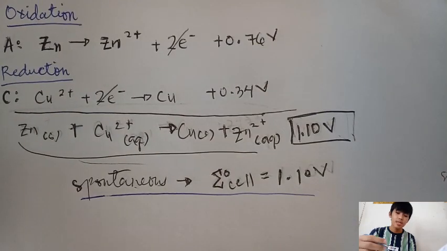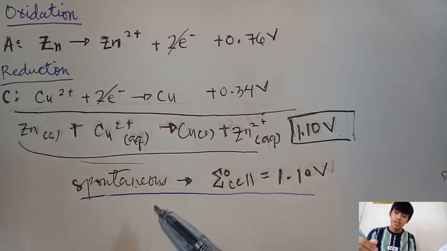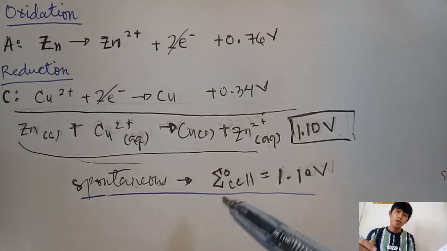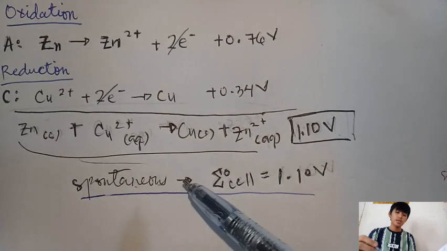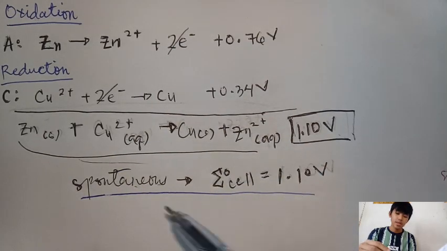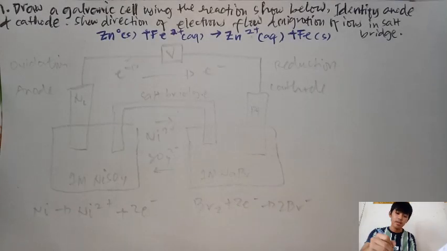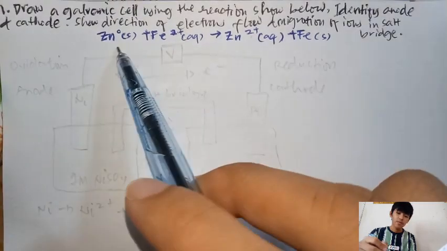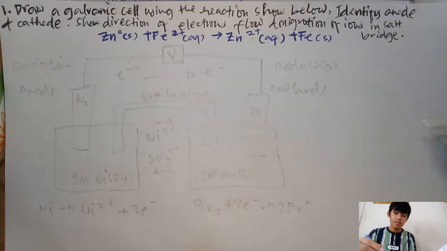In a galvanic cell, the cell potential has to be positive, and whenever we have a positive cell potential, we have a spontaneous reaction. On the other hand, if we have a negative cell potential, we have a non-spontaneous reaction. Since this particular galvanic cell has a positive cell potential, it is a spontaneous reaction. Let's try another sample problem. For example, we have this overall net reaction, and we're going to identify the half cell reactions and the cell potential.